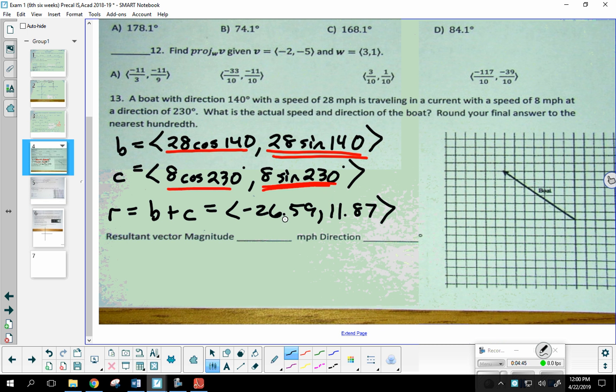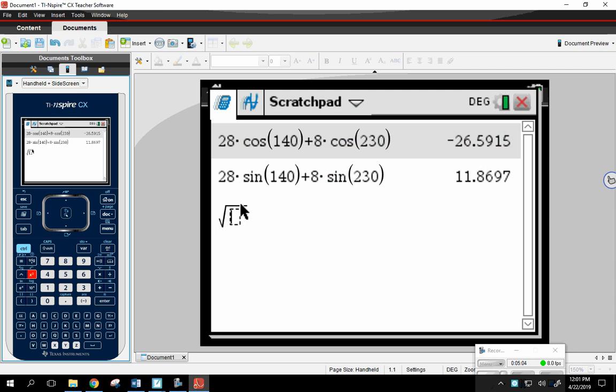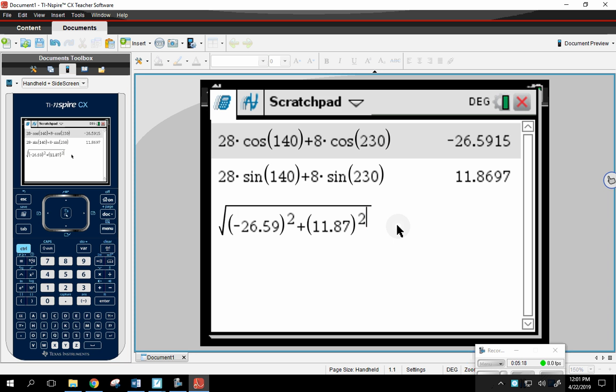So this is what I'm going to use to help me find the magnitude and the direction. How do I find the magnitude? There you go. Remember, this is a, this is b, so this is going to be the square root of a squared plus b squared. So square root, parentheses, negative 26.59 squared plus the other one, 11.87 squared.